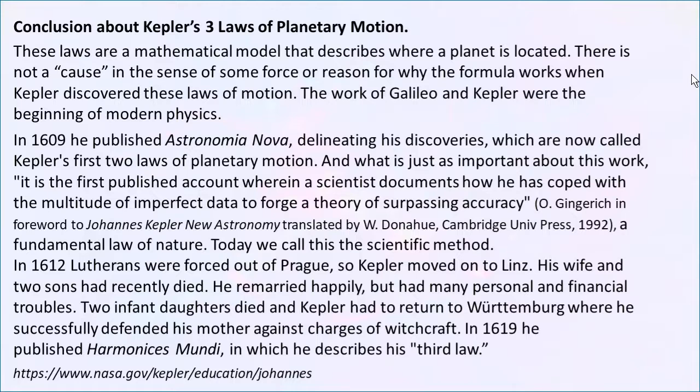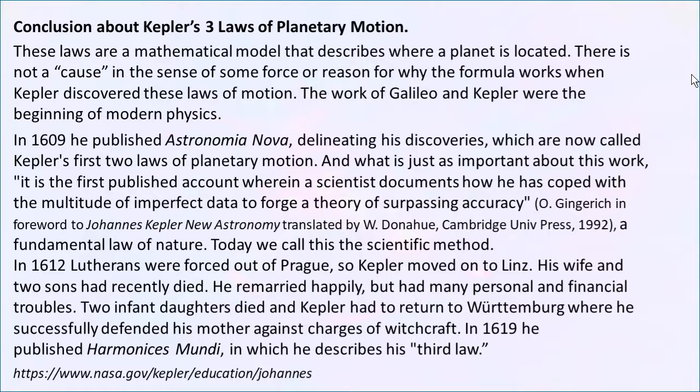In 1612, Lutherans were forced out of Prague, so Kepler moved on to Linz. So he was in Prague for a while where he made his discoveries, working in the observatory for Tycho Brahe. His wife and 2 sons had recently died. He remarried happily, but had many personal and financial troubles. 2 infant daughters died, and Kepler had to return to Württemberg, where he successfully defended his mother against charges of witchcraft. His mother practiced herbalism and what the Catholic Church considered to be witchcraft, and he went and defended her and got her from going into jail. I believe he succeeded in that.